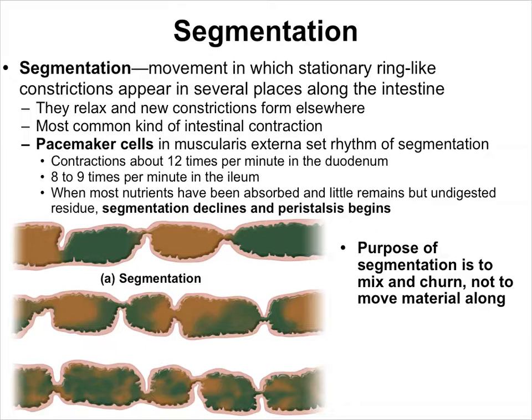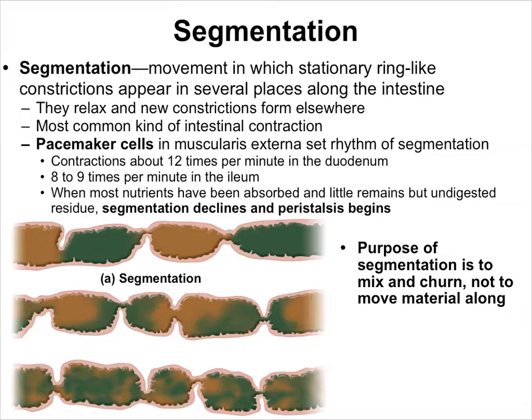The other type of movement, or motility, I should say, is called segmentation. With segmentation, what you have is different areas of the intestines that will squeeze shut. Now, they don't move. It isn't like peristalsis, where this section will squeeze shut, and then the squeezed section will progress downwards. It will be like this section squeezes shut, and then this section opens up, and this section squeezes shut.